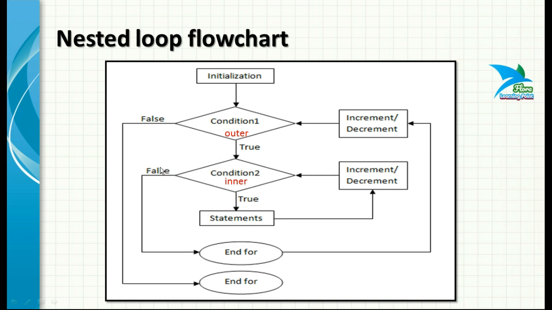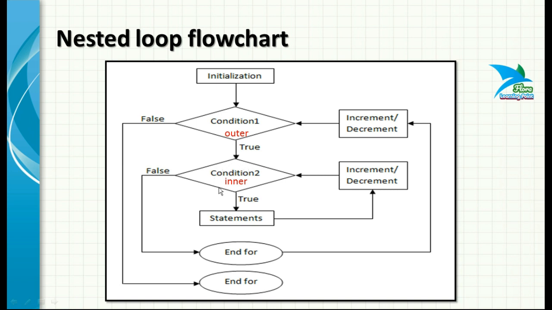This iteration will continue while the condition is true, and when the condition turns false, the control will exit from the nested loop. Then the execution control will move to the increment or decrement portion of the parent loop, that is the outer loop. After the increment or decrement of the loop variable, the condition of the range of the outer loop will again be checked by the system.